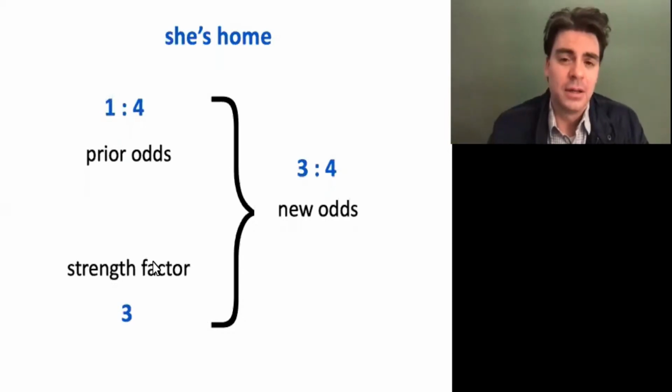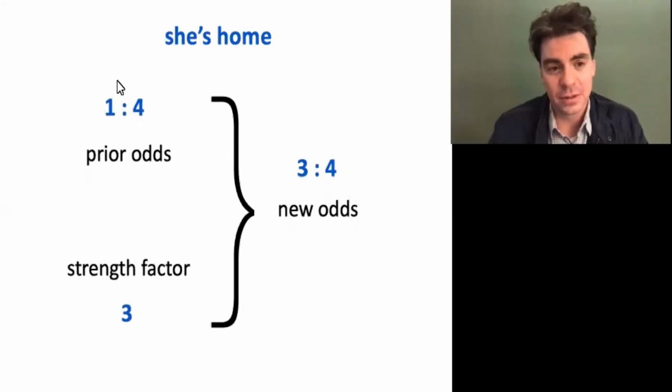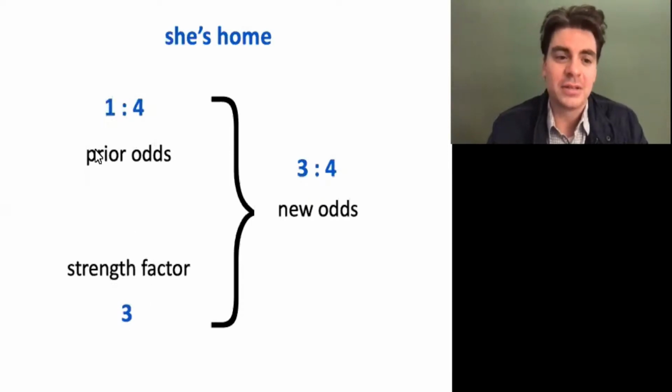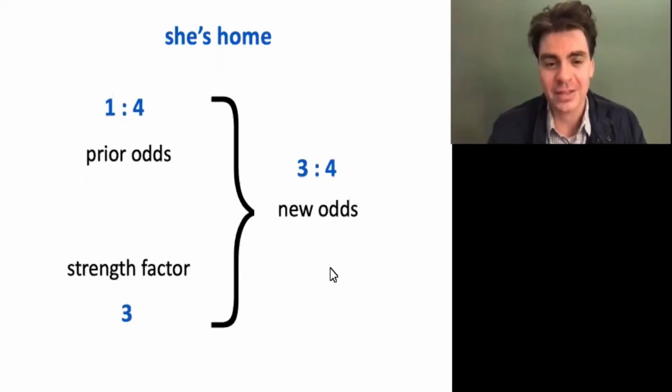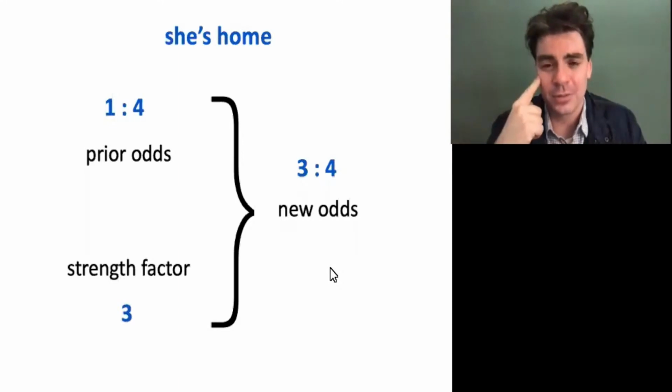multiply. What we're going to do is multiply the side of the odds that we got evidence for. The 1 represents the side of the odds in which she's home, and the 4 represents the side in which she's not home on a Tuesday at noon. We multiply the side that we're getting evidence for, which is the 1, because that's the one where it's more likely that the lights are on if she's home. Multiply that by the strength factor, and we get the new odds. That's it. Our new odds are 3 to 4.